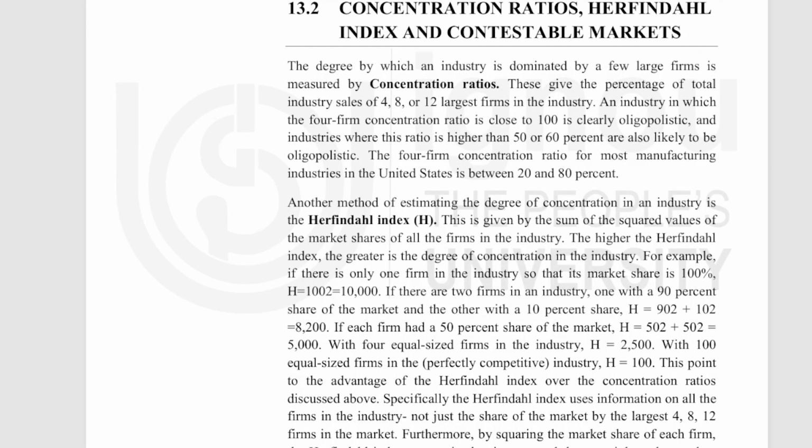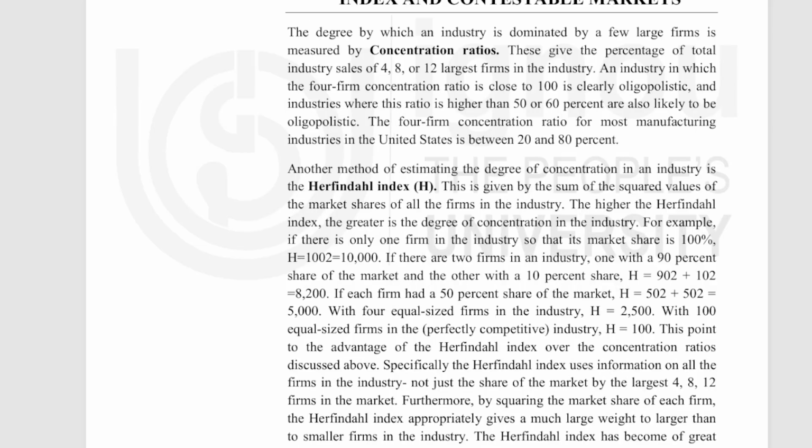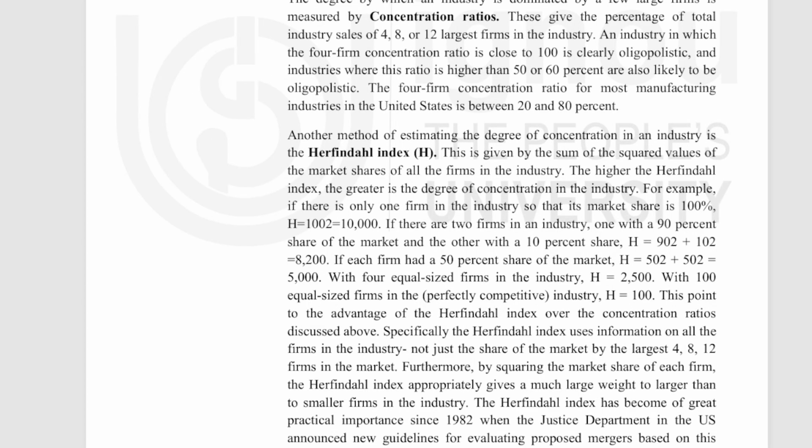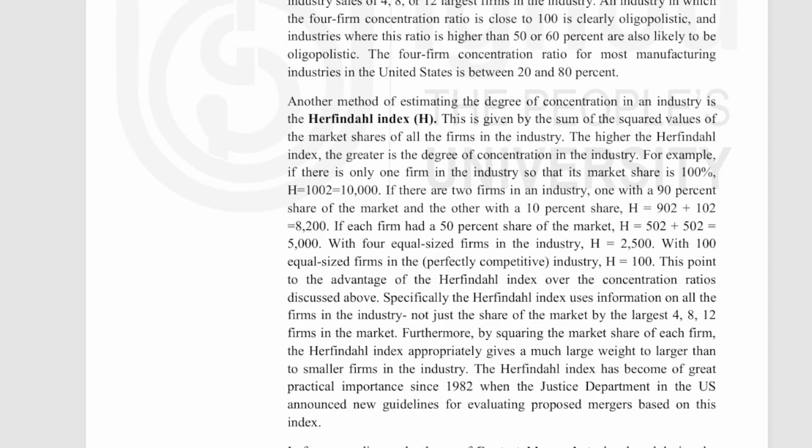The degree to which an industry is dominated by a few large firms is measured by concentration ratios. These give the percentage of total industry sales of the 4, 8, or 12 largest firms in the industry. An industry in which the 4-firm concentration ratio is close to 100 is clearly oligopolistic, and industries where this ratio is higher than 50 or 60% are likely to be oligopolistic. The 4-firm concentration ratio for most manufacturing industries in the United States is between 20 and 80%.